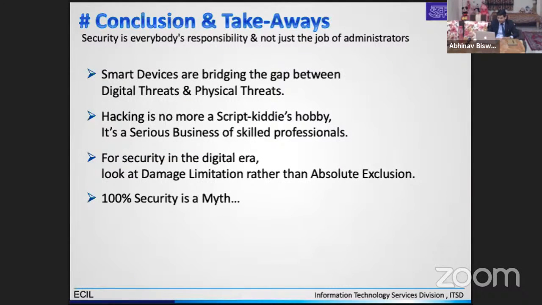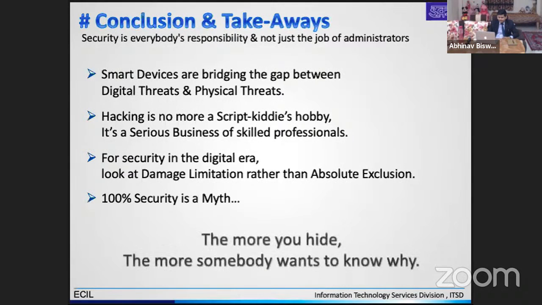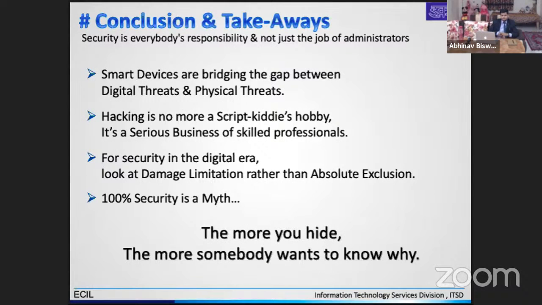And now let's come to the conclusion. So the statement is very apt. Security is everybody's responsibility and not just the job of administrators. And let me quickly sum up with some of the points that I discussed today. Smart devices are bridging the gap between digital threats and physical threats. This is very important. Hacking is no more a script kiddie's hobby. It's a serious business of skilled professionals.